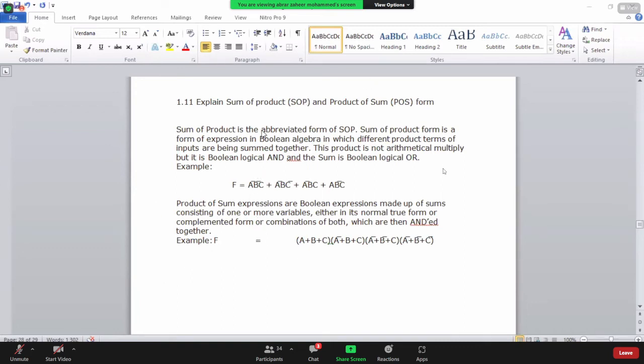So this is for three variables. Can you give me the example for two variables?